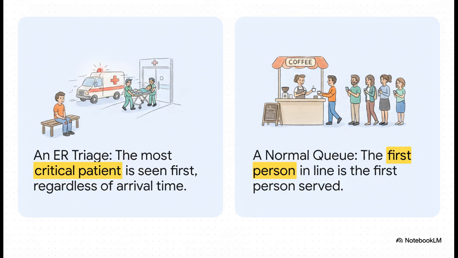To really get this, just picture an emergency room. It's not like a regular line at the store where it's first come, first served, right? No, an ER uses triage. The person with the most critical injury gets seen first, no matter when they arrived. And that's the whole idea behind something called a priority queue. Importance always trumps the clock.